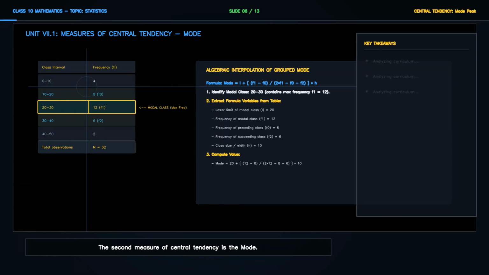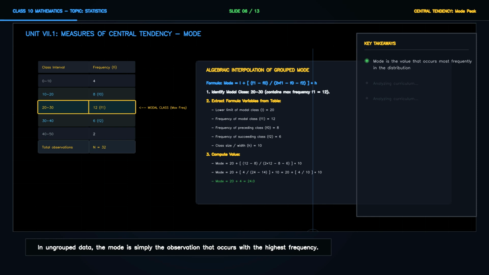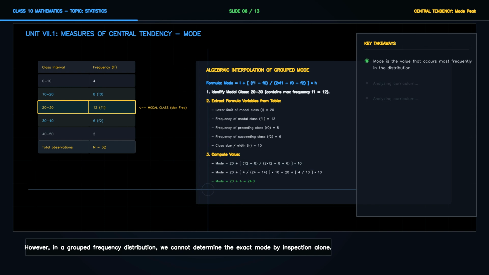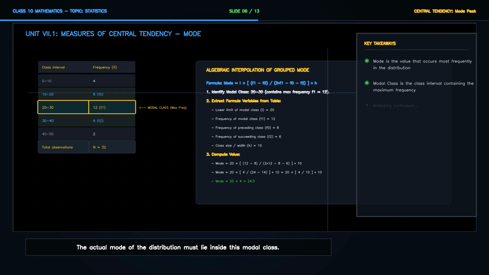The second measure of central tendency is the mode. In ungrouped data, the mode is simply the observation that occurs with the highest frequency. However, in a grouped frequency distribution, we cannot determine the exact mode by inspection alone. Instead, we identify the class interval that has the maximum frequency, which we define as the modal class. The actual mode of the distribution must lie inside this modal class.